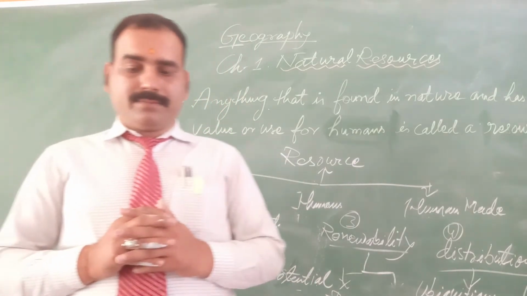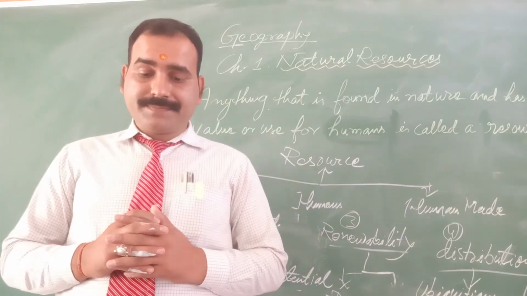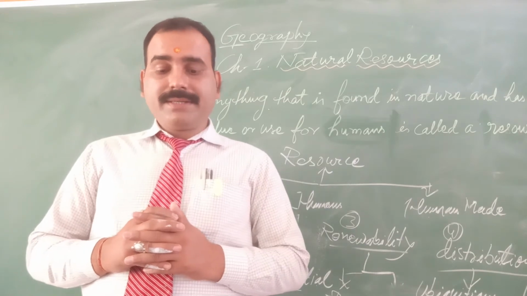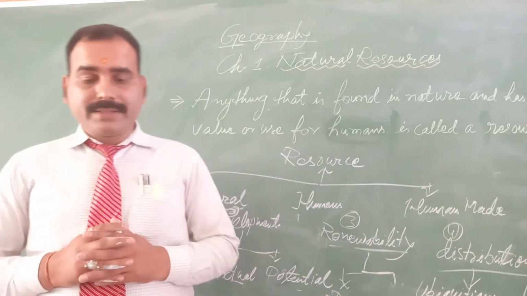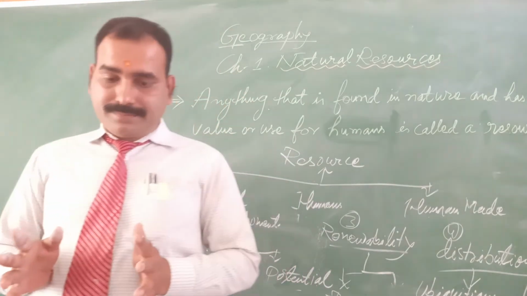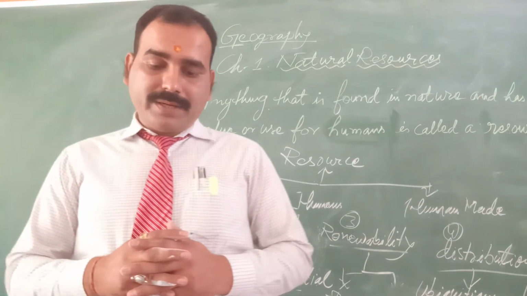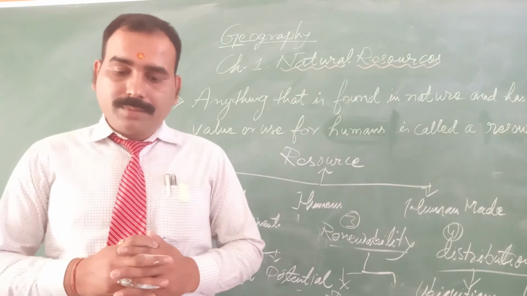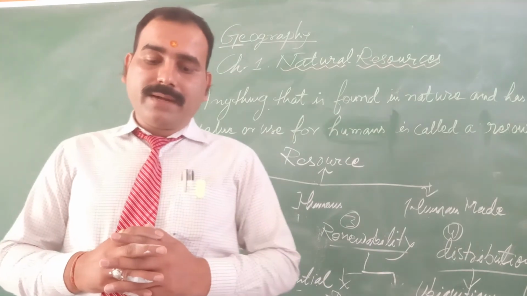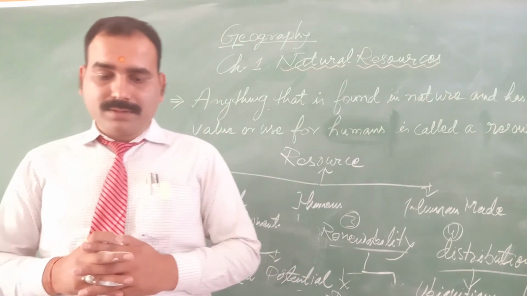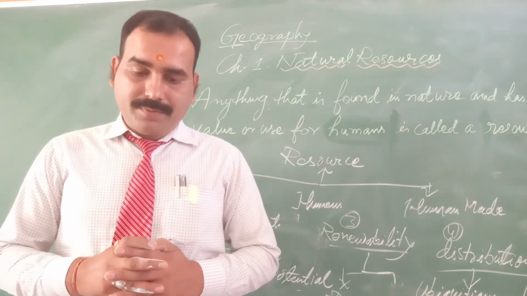So what is the reason behind it? The reason is the different landforms and climatic conditions the world over. Everywhere does not have the same climate or the same landforms; it differs from place to place. So on the basis of the different types of landforms and climatic conditions of the world, the distribution of natural resources is not the same everywhere.